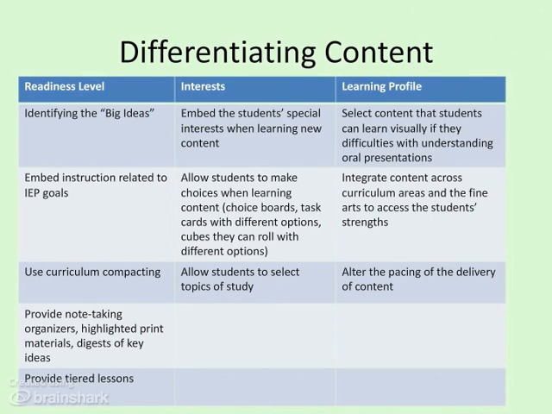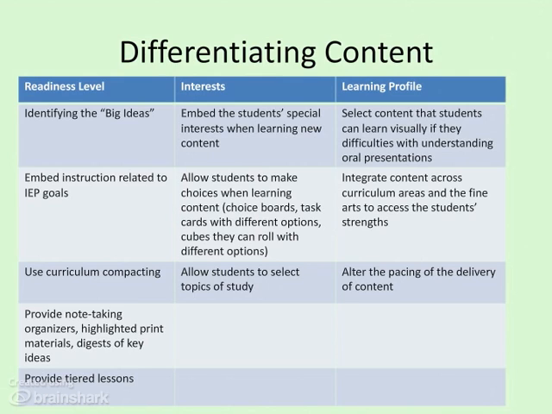Let's give some examples of ways that you could differentiate content to address readiness levels, interests, and learning profiles. One way to differentiate content would be to identify the big ideas. That will be discussed on the next slide. Also, we will discuss how to embed instruction related to IEP goals and how to use curriculum mapping, note-taking organizers, and tiered lessons on the slides that follow.